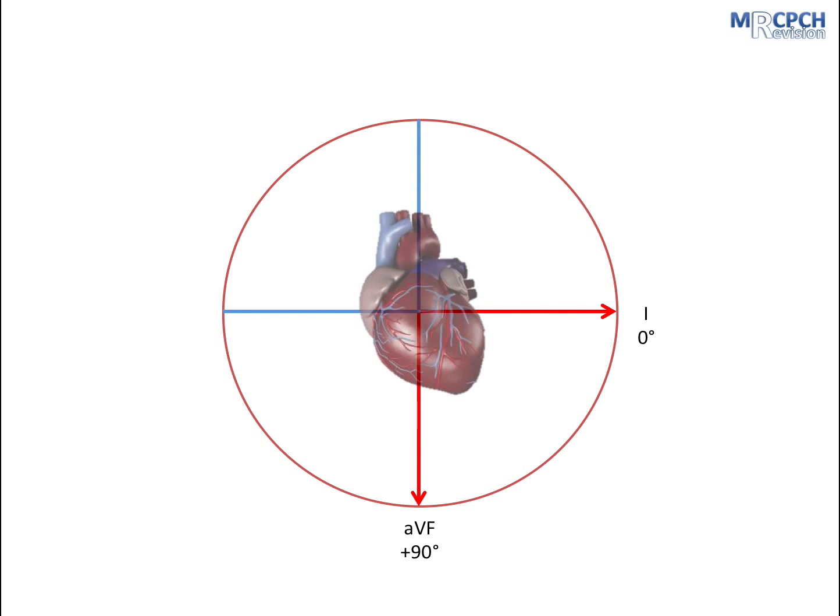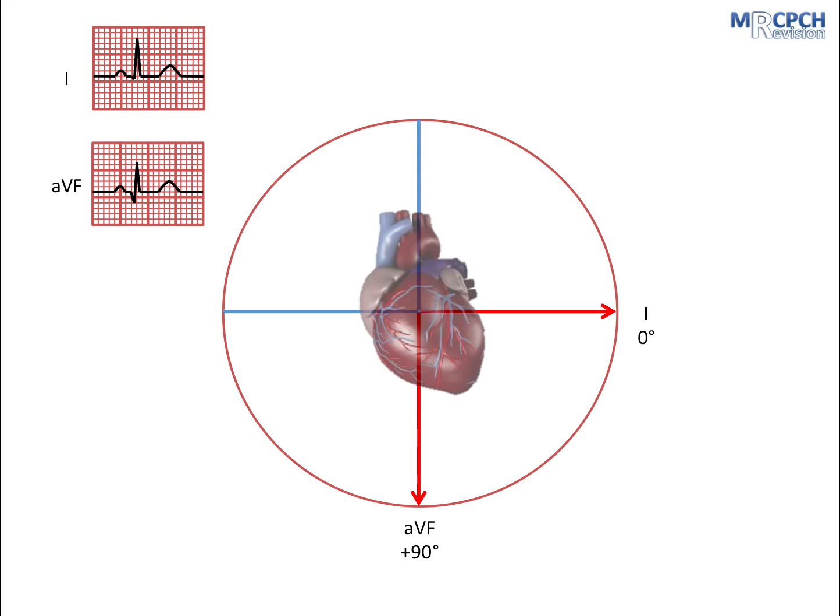So we can work out roughly where the axis is going by looking at the QRS complex in lead 1 and AVF. So if lead 1 is positive, the electricity is going this way, and if lead AVF is positive, electricity is going that way. So they converge between 0 and plus 90 degrees, so we know that's where the axis lies. So in this example, lead 1 is still positive, but lead AVF is negative. So the axis is somewhere between 0 and minus 90 degrees.